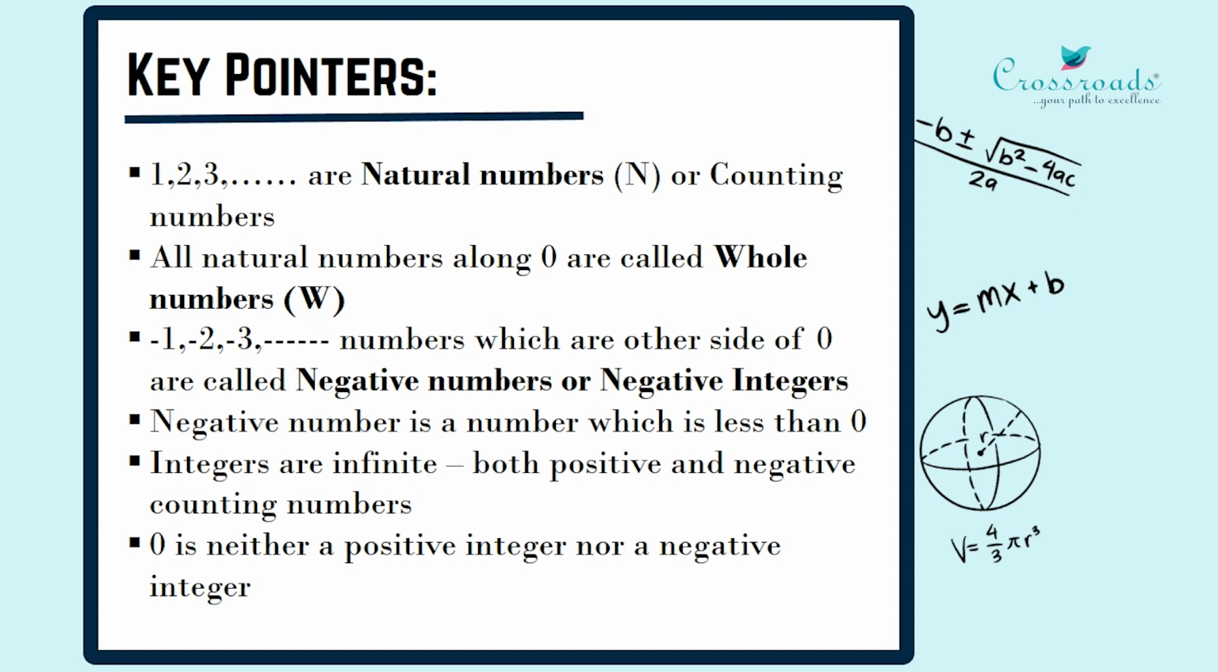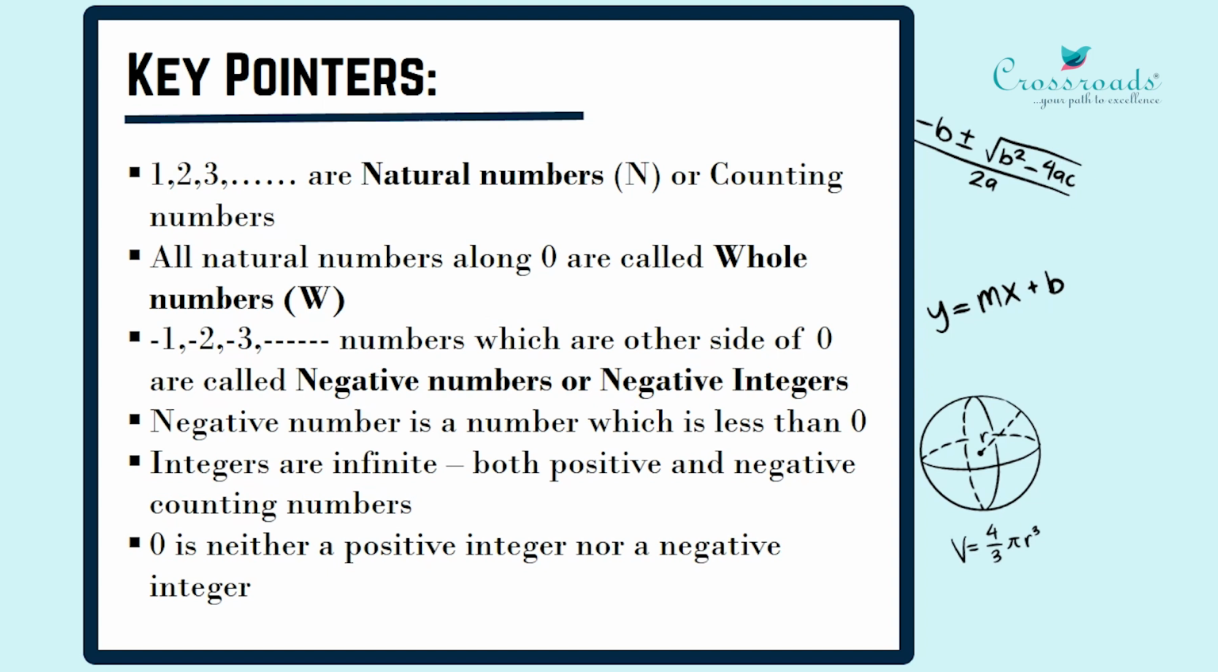Any child is first introduced to natural numbers, that is 1, 2, 3, etc. to infinity, and these are also called counting numbers. Then slowly they're introduced to whole numbers. So what are whole numbers? All natural numbers along with 0 are whole numbers. All the operations that we learn, addition, subtraction, multiplication and division in grade 1, grade 2 and grade 3, are done on whole numbers.